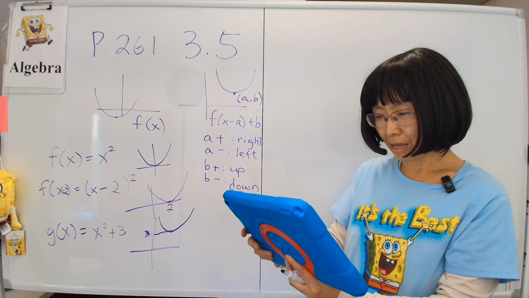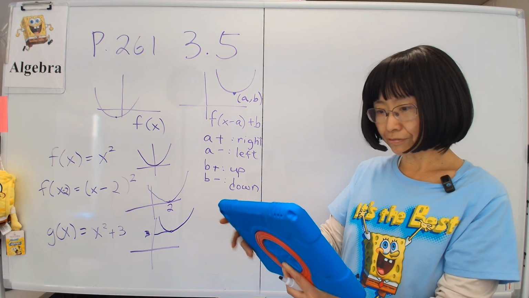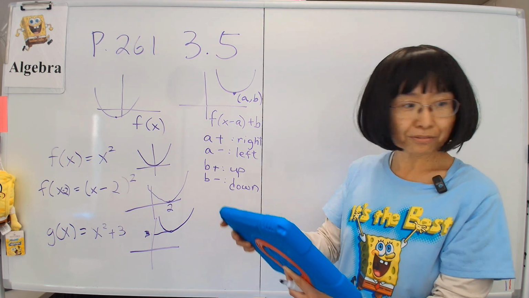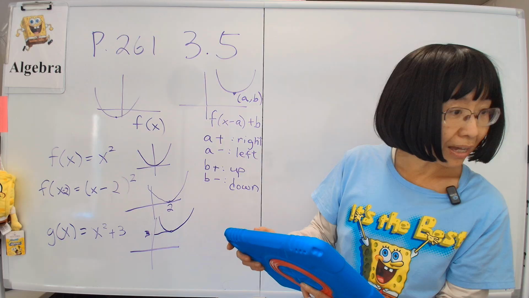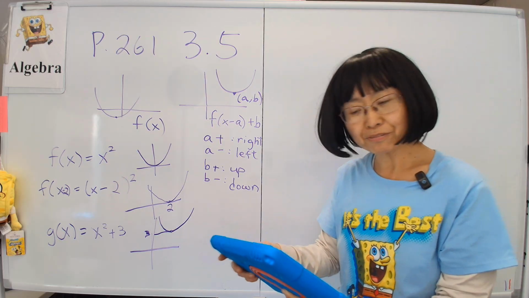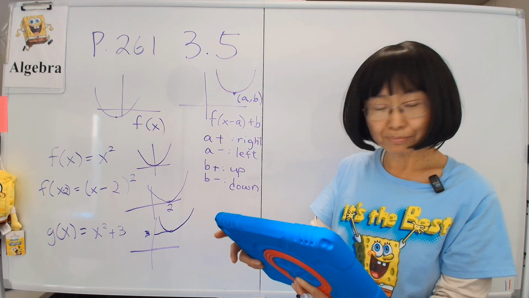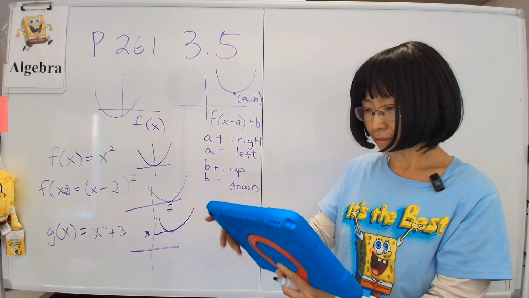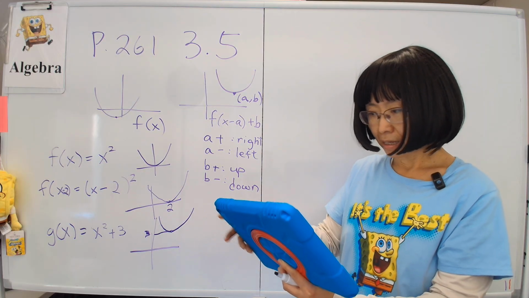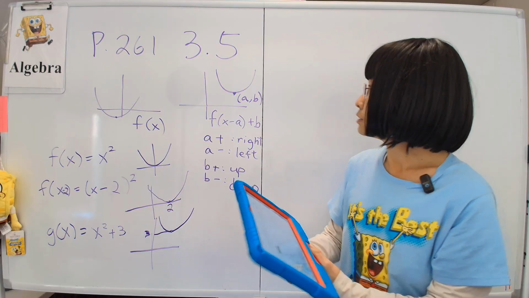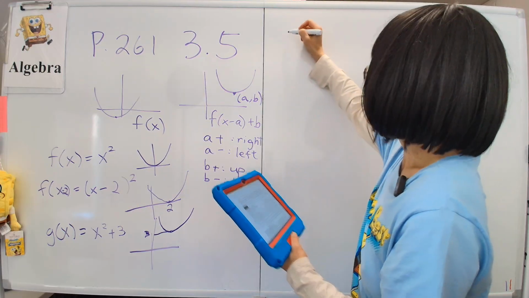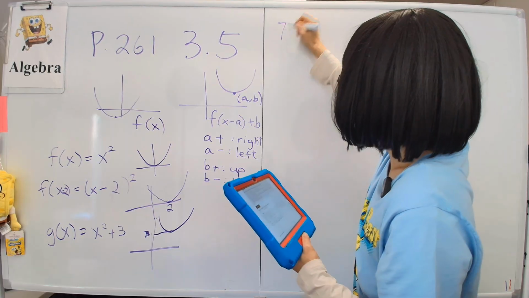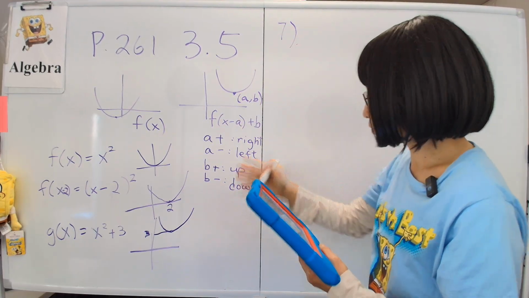Example 7. This is on the following page. Did we do example 6? What did we do? Let me see. Oh, we did example 5. So we're going to skip example 6 and go on to example 7. On what page am I? Now on the following page, 262. So let's look at example 7 and follow these principles here.